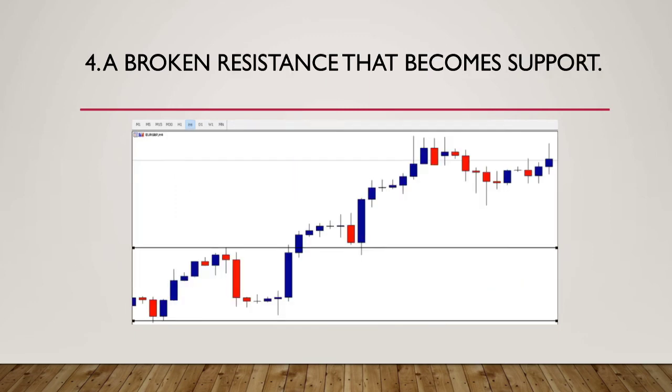The broken resistance is now support, so it's the same thing, just opposite. All right, it has tried to break through the resistance. It didn't, however it did in the end, and as you can see here, it retested the resistance, which is now support because it got rejected. So it goes up from there, and then it makes a new resistance up here, right?